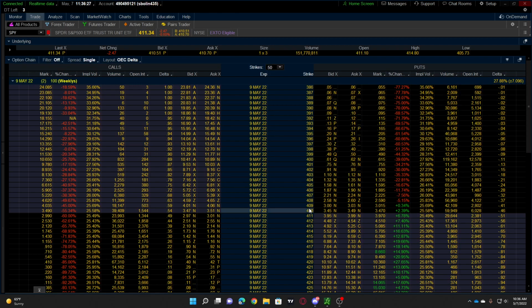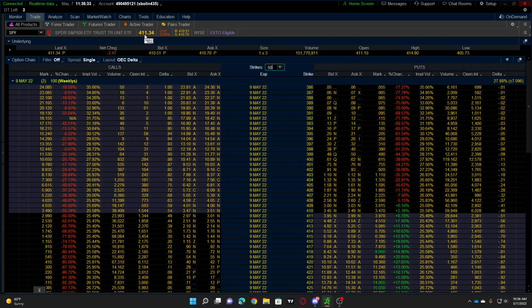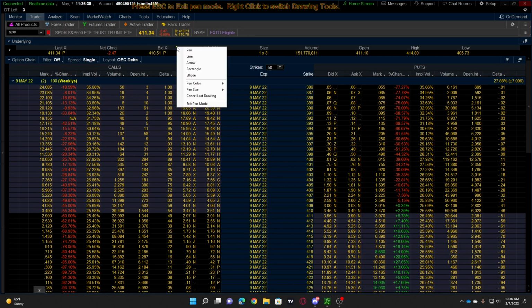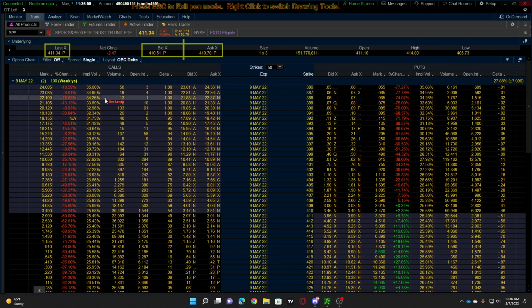If you look at the current stock price where we went into the close, SPY closed at 411.34, and then it fell even more than that after hours. And the bid and the ask as we came into the after hours market and into that close was at 410.50 or 410.70. That was the bid and the ask. The last price traded before after hours was 411.34.